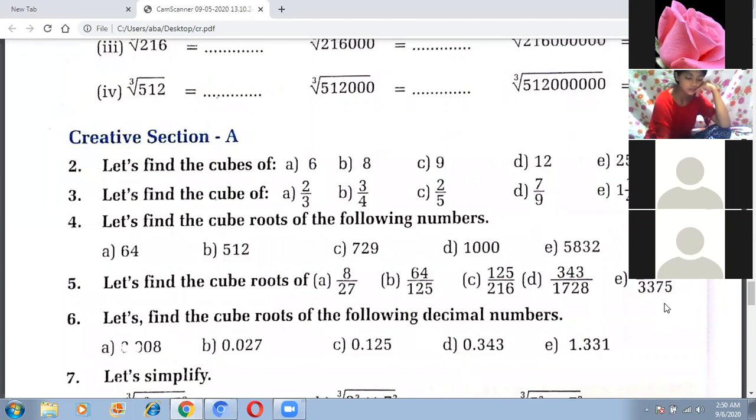8 upon 15 cube. Not cube, only 8 upon 15. Cube cancels with the cube root, yes. Now only 8 by 15 is left. You have to find the cube root. So you just put the symbol of cube root. While finding the cube root, you put the symbol.